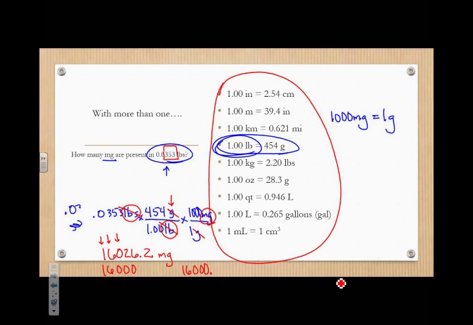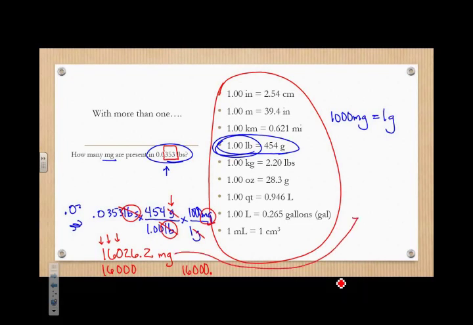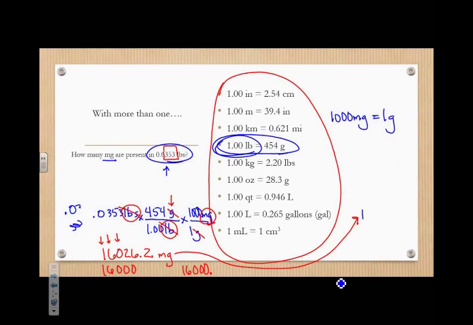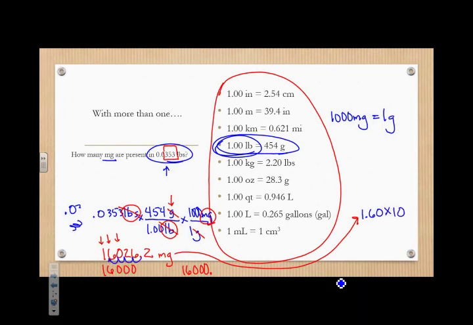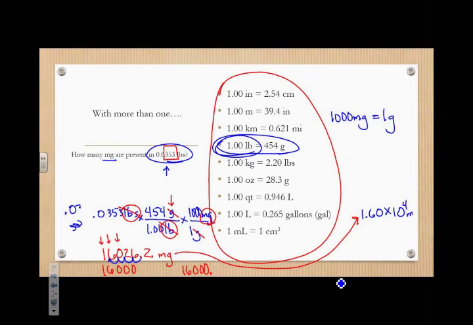So this number, I actually have to write in scientific notation to convey the correct number of significant figures. And I'm going to do that right over here where I have a little more space. Let's do it in blue. So I have to say 1.60 times 10, and I'm just going to count 1, 2, 3, 4, times 10 to the 4th milligrams. And there's my answer.